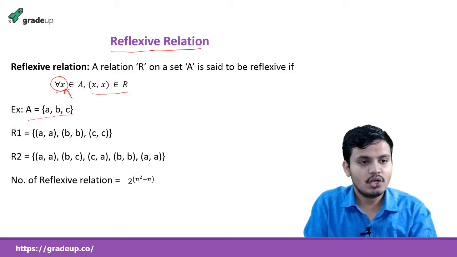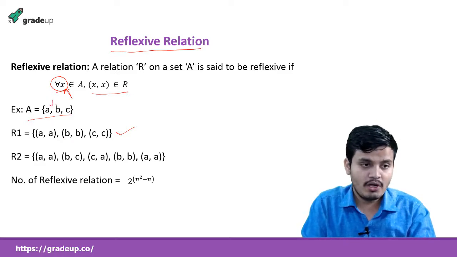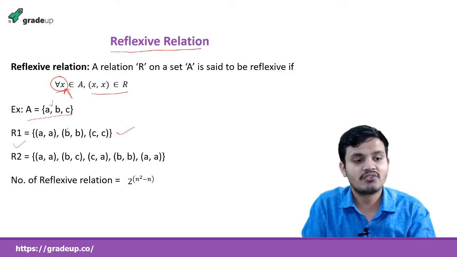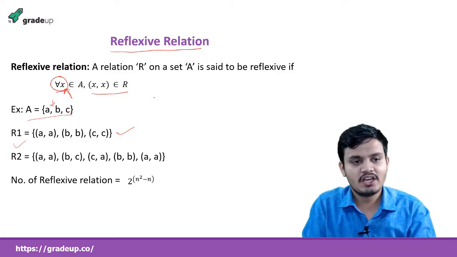Example, A is equal to {a, b, c}, then R1. Tell me, is this relation reflexive? (a, a), (b, b), (c, c). Yes, for all of the elements of this set A, the pair is present in this relation R1. That is why it is reflexive. And you will also say, sir, here we do not have any b element. Actually, we are defining this relation on A cross A. Okay, this is a subset of A cross A.